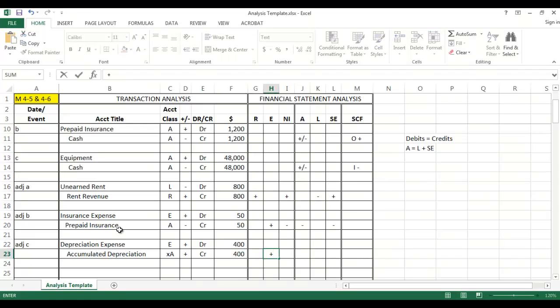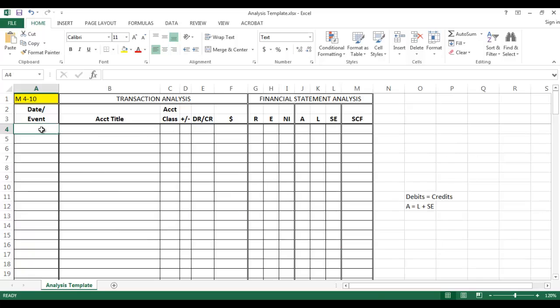Here our expenses have increased again, so my net income will decrease. My assets now have decreased because my contra asset, which offsets my assets, has increased. My stockholders' equity decreases as well. And again, no statement of cash flow effects. And that's it for my adjustments for 4.6.